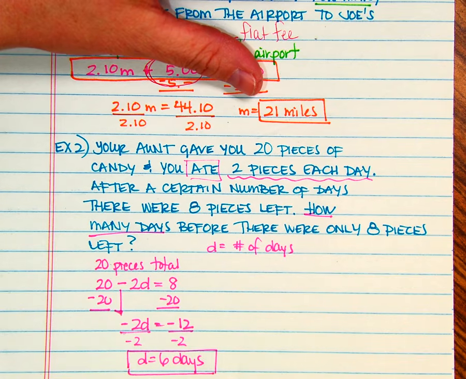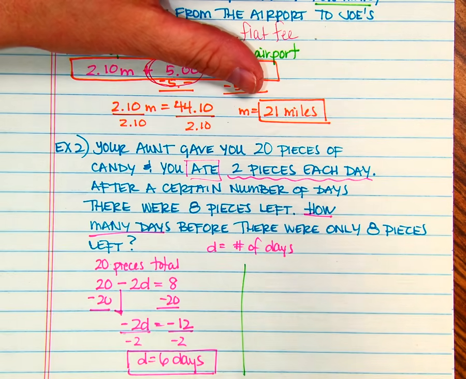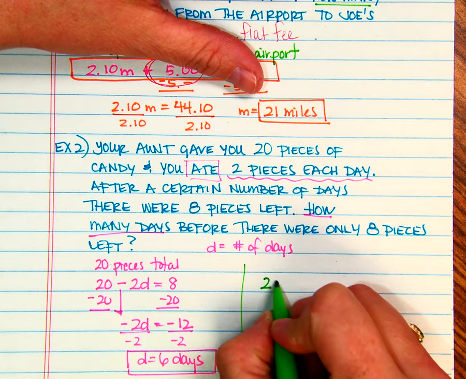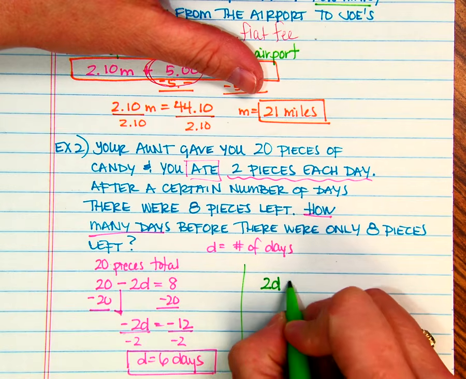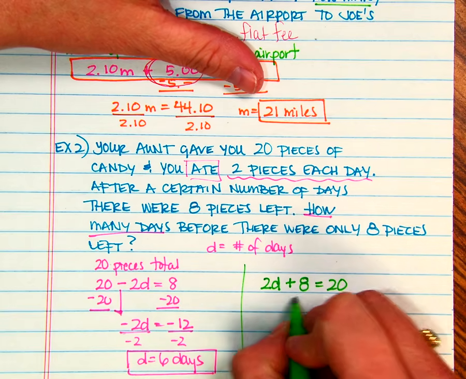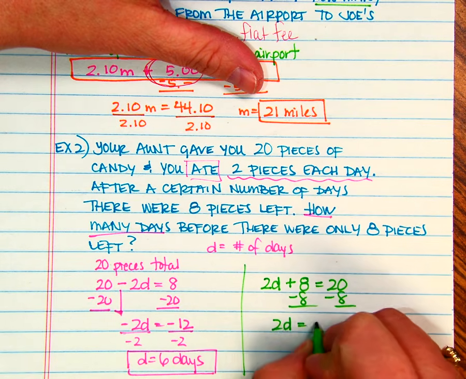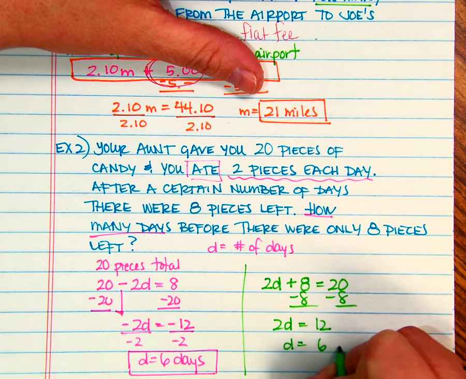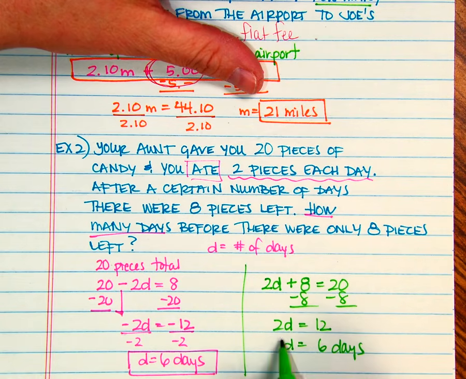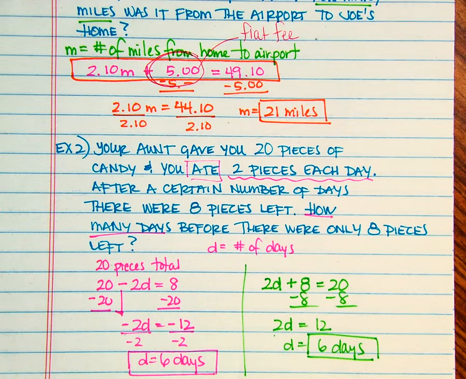You could have done this a totally different way. So if we were to think of this kind of backwards, so if I had 2 pieces of candy each day, and I still have 8 left, that should equal the 20 that I started off with. So you'd subtract 8 from both sides, get 2d equals 12. We are right back to 6 days. Okay, so there's a couple examples of 2-step equations.